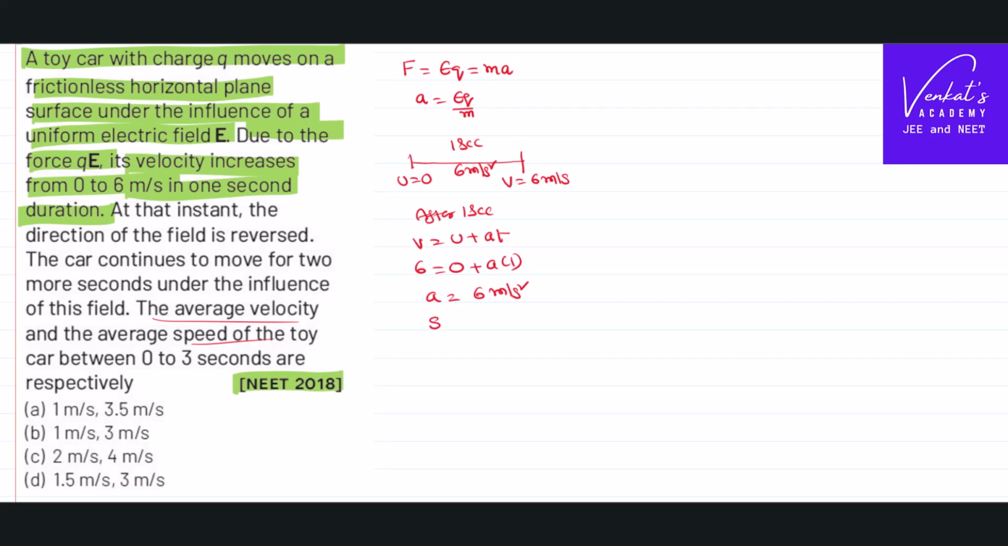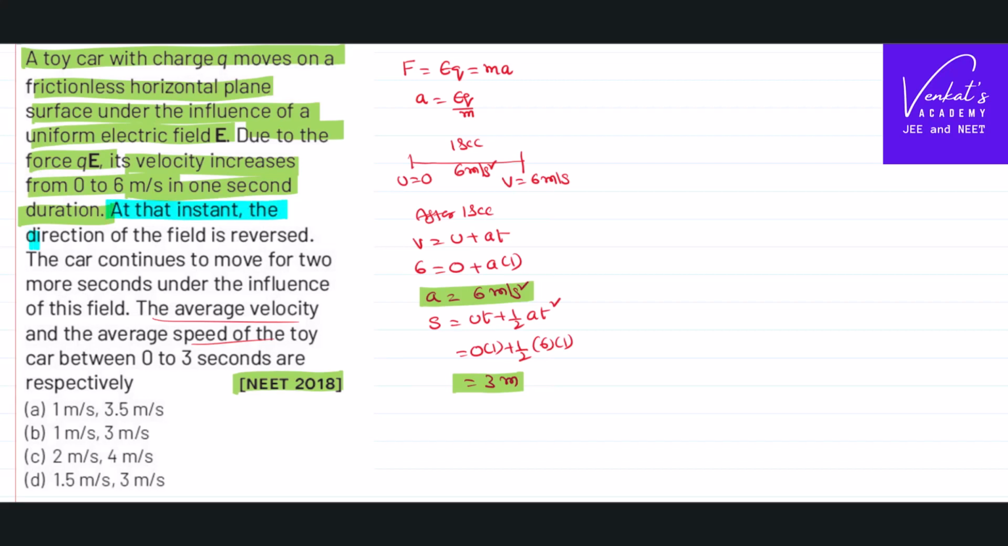I can use the formula S equal to ut plus half at square. U is 0, a we found as 6, and t square is 1, so that is 6 by 2, 3 meters. So what happened after 1 second is it has covered a displacement of 3 meters. It has an acceleration of 6 meters per second square. That's that part of the problem. Let's have the next part of the problem.